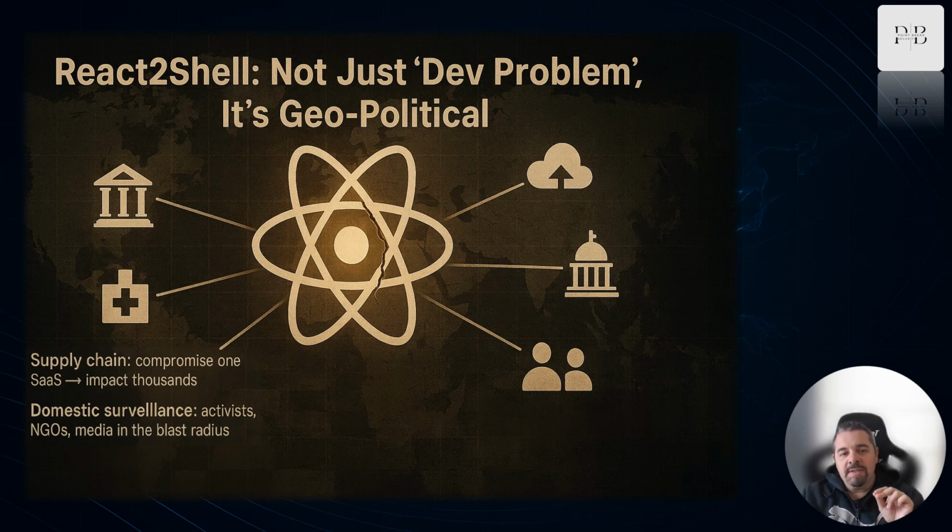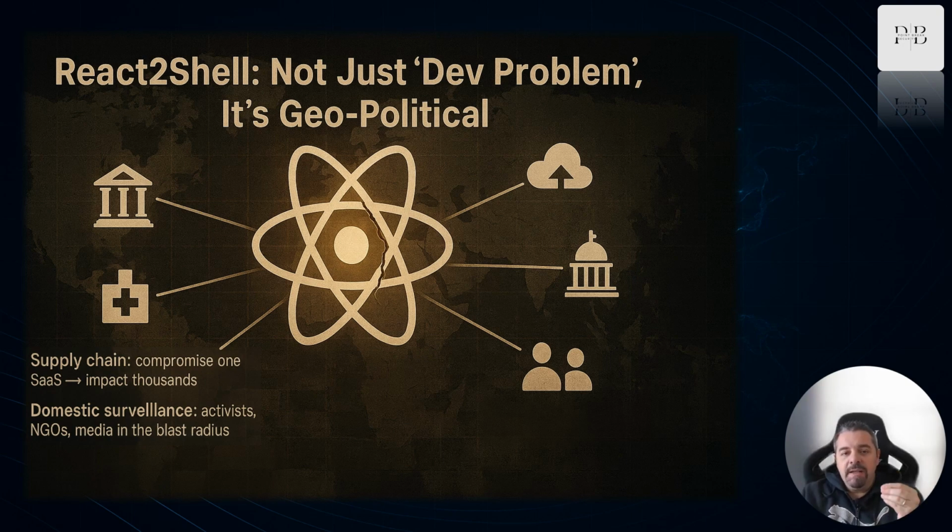If a small SaaS vendor somewhere uses React server components and gets compromised through React2Shell, and that vendor provides services to 50 banks or 200 hospitals, then all of their customers inherit automatically the risk. One breach, thousands impacted. Move now to the next cluster, domestic surveillance.